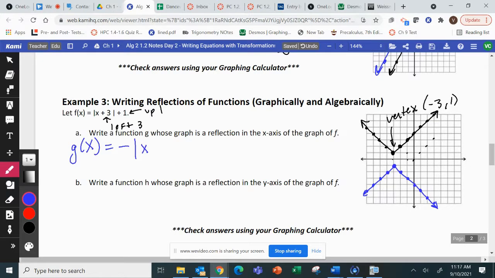So I'm doing this graphically. I'm just going to look at the graph. From the origin, the vertex moved where? Left 3, down 1. So I'm going to put +3 on the inside, and I'm going to write -1 on the outside. This is the correct equation for the graph.